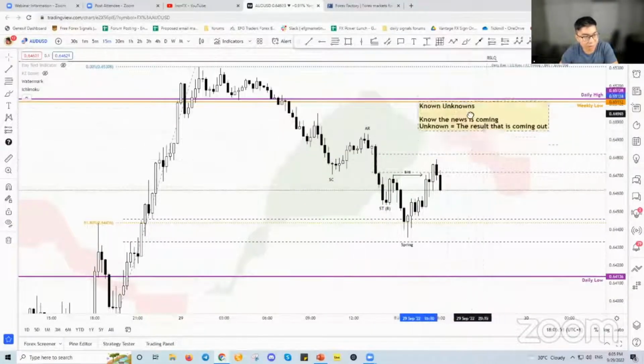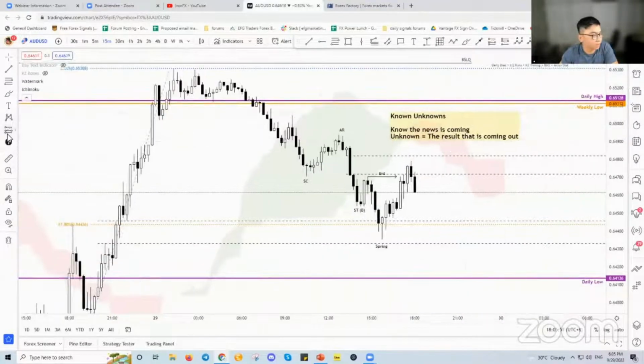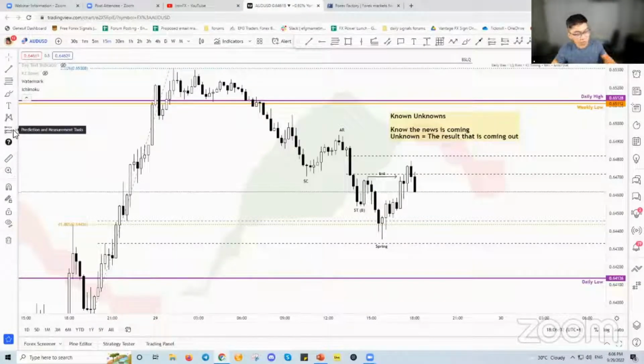To me, it's kind of like gambling. I do not know. So if I enter a buy or sell, the news come out, it doesn't go in my favor, it hits my stop loss. And to mitigate this problem, I do not trade around the news.